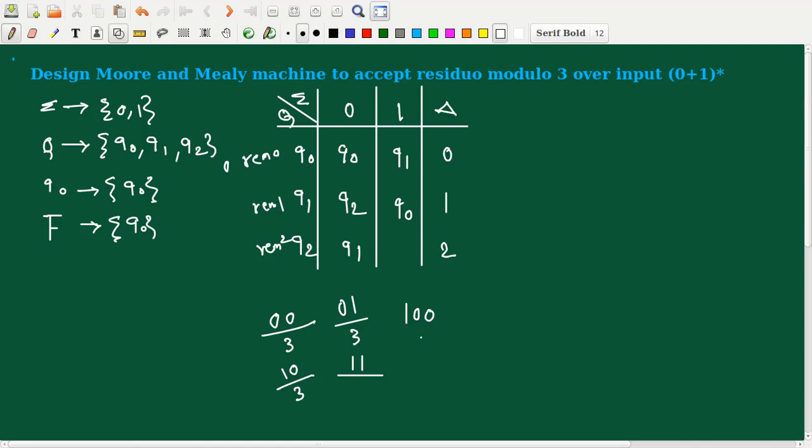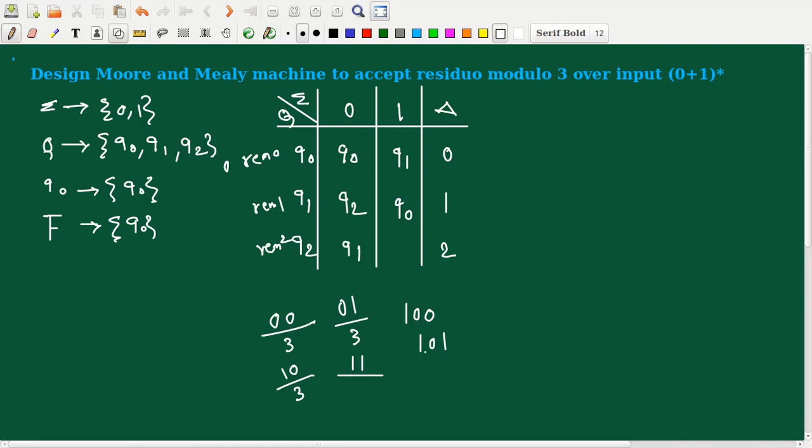The next is 1 0 1. This is 1 0, and I am attaching one more 1. It becomes 1 0 1, which is in binary. I have to convert it into decimal, so its decimal conversion is nothing but 5.